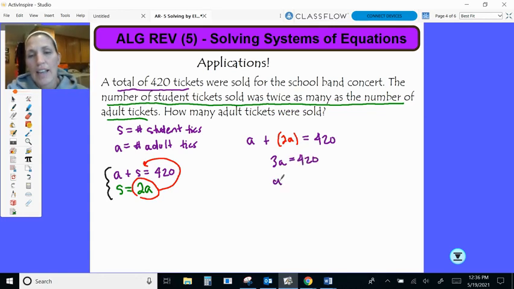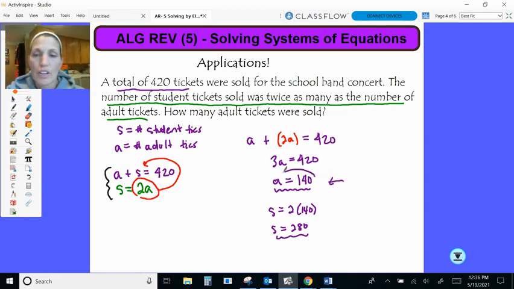And then that gives us A equals, and what's 420 divided by 3, I believe, is 140. 140 tickets. So my number of adult tickets was 140, which means my student tickets is 2 times 140, right? Which gives me 280. Now, I don't think they asked for that. They just want to know how many adult tickets were sold. So this is really my answer right here: 140 adult tickets were sold. Okay? So that's how you set those up. Define some variables, set up some relationships.